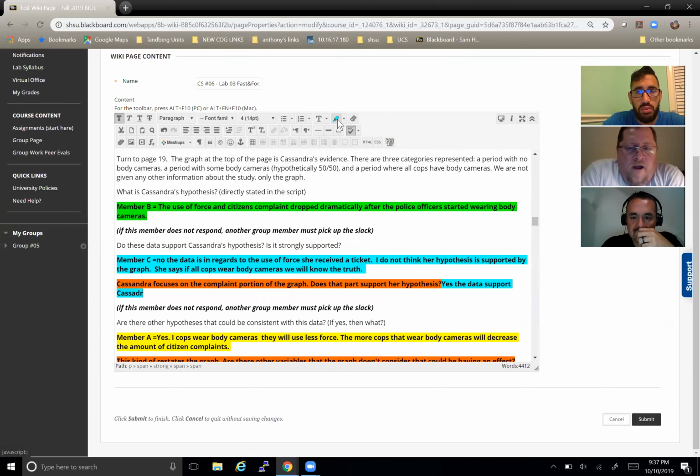Supports Cassandra's hypothesis. What is it? Complaint. Use of. How do you want me to word that for you? Yes, the data supports the hypothesis. Focus on the complaint portion of the graph. I don't put use of force, but Cassandra's hypothesis in regards to the complaint portion of the graph. And then you can put due to the fact that the complaints went down when officers wore body cameras.